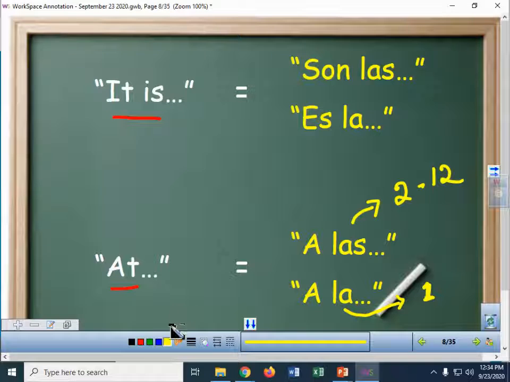So if I have to say, at what time are you going to be in school? I am going to be in school at 7:35. I'm going to be at the game at 3:30. So this is how I use it. At is a las y a la. A las is used from 2 to 12, and a la is used at 1.